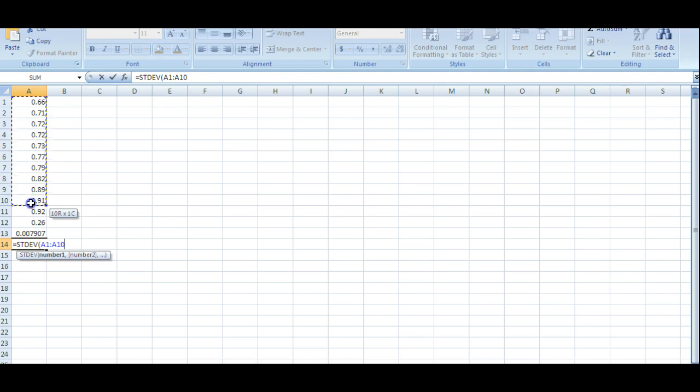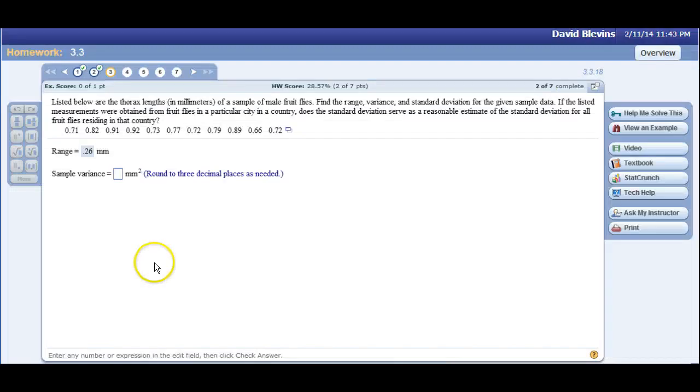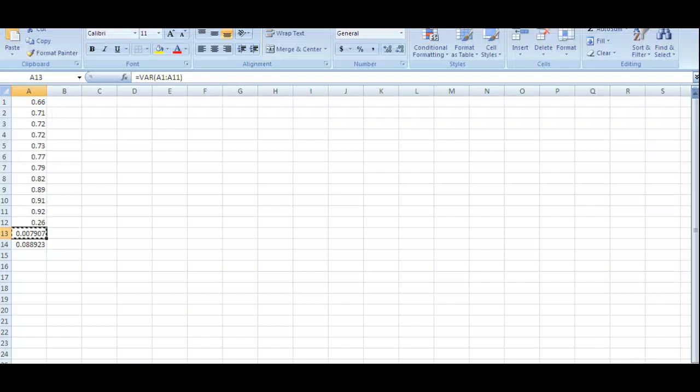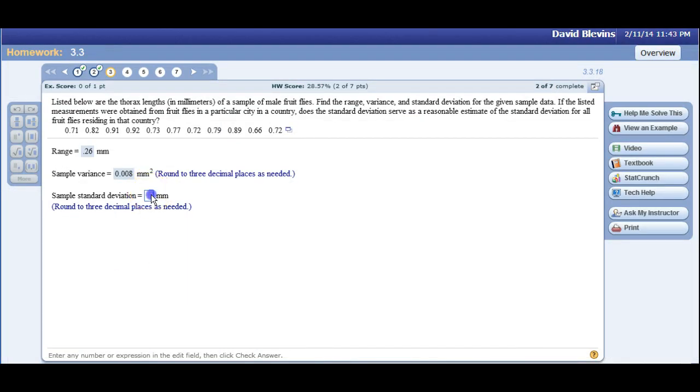Alright, again, don't pick up that range. I'm actually going to copy that and paste it in here. And I want to run it to 3 places, so that'll be 0.008. Sample standard deviation. This time, they want me to run it to 3 places instead of the 10th, so 0.089.